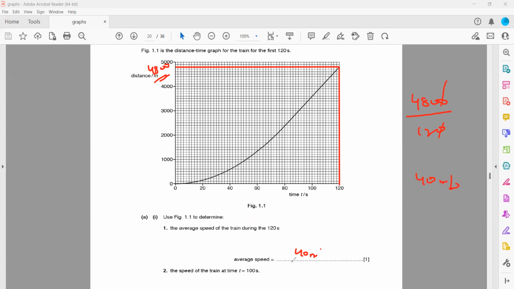That's the average speed. The speed of the train at 100 seconds. So we need the speed of the train at 100 seconds. It means this part.